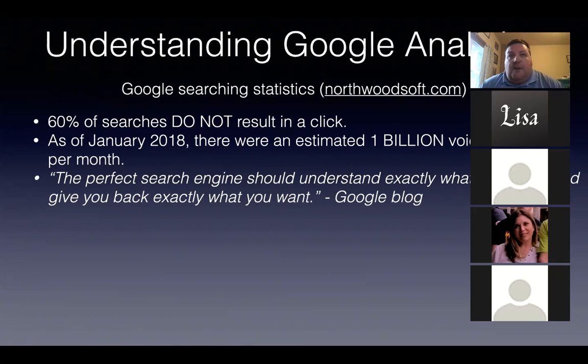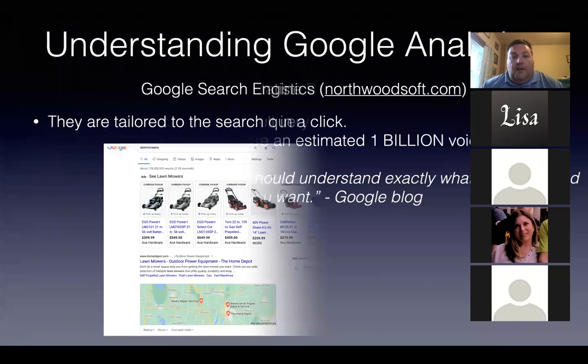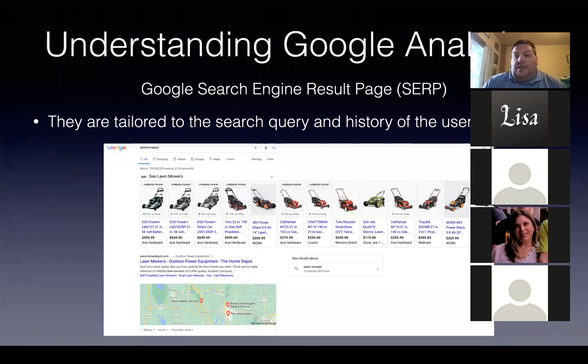As of January 2018, there were an estimated 1 billion voice searches per month, and that number is growing as we get more and more voice search things with Alexa. Google just came out with one as well. And here's a quote from Google's blog: the perfect search engine should understand exactly what you mean and give you back exactly what you want. So when people are trying to search your website, is your website giving them what they are looking for and what they want? Here's a Google search engine results page.